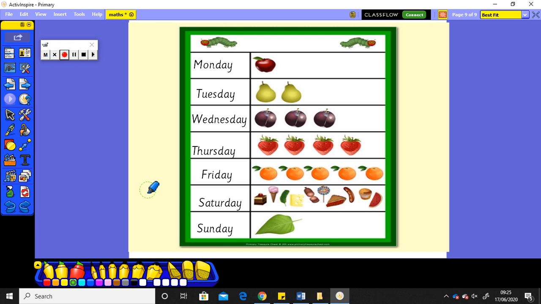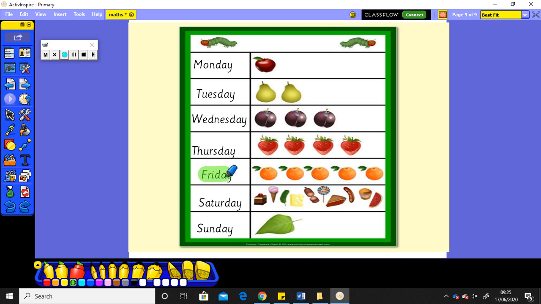So yesterday we were using the words yesterday and today to talk about things that have happened. Today we're going to see if we can use the words today and tomorrow. What day of the week is it today? Can you tell somebody at home what day of the week it is today? I said it at the very start of today's video, didn't I?